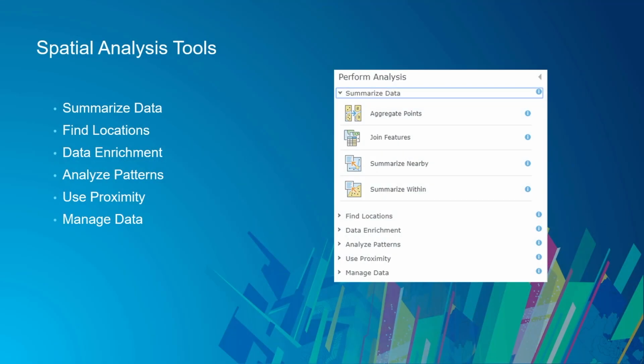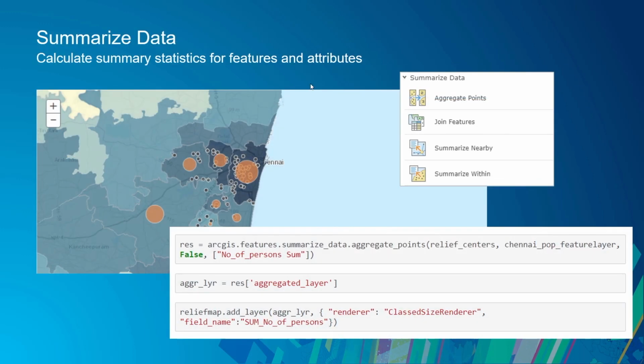The first set we're going to look at is going to allow us to aggregate data. These are our summarization capabilities, our find locations, data enrichment, and analyze patterns. And those are all our spatial analysis tools. So with summarize data, you do arcgis.features, and then it's in the summarize_data submodule, and there are functions. So let's look at aggregate points.